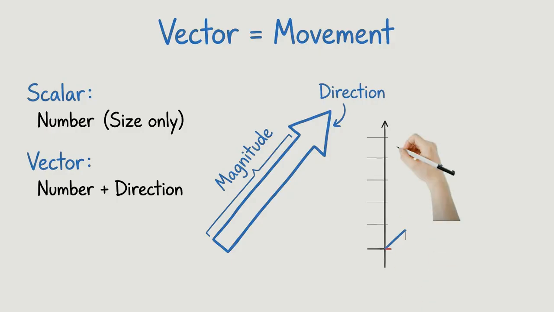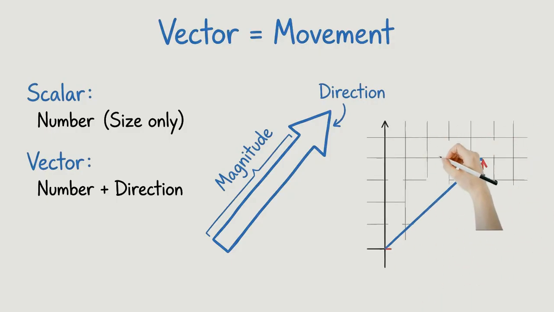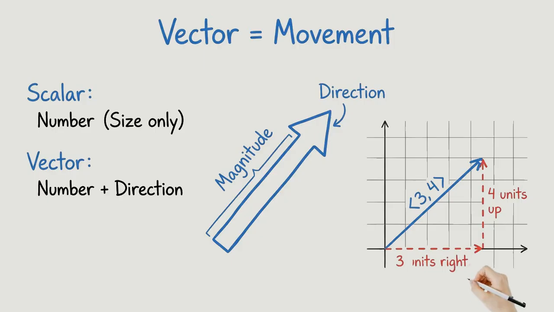In 2 dimensions, we usually describe vectors with numbers. A vector written as angle bracket 3, 4 means move 3 units in the x direction and 4 units in the y direction. You can think of it as instructions. Go right 3, then up 4. That is the same vector no matter where you start.